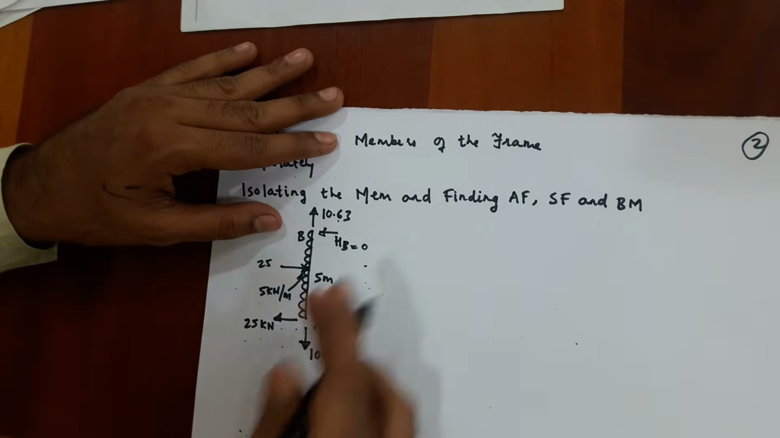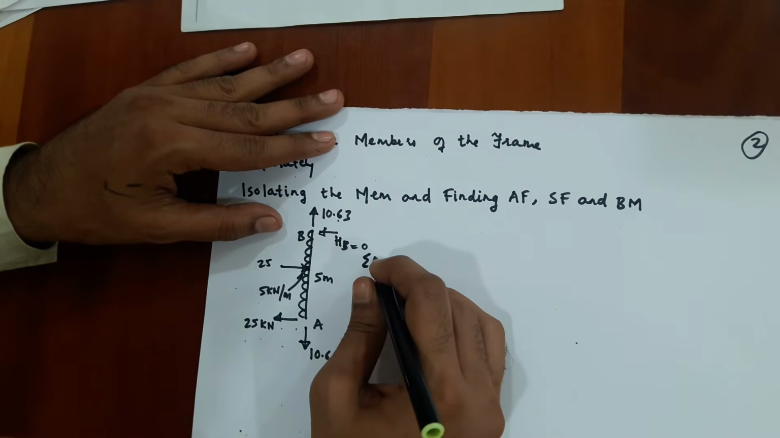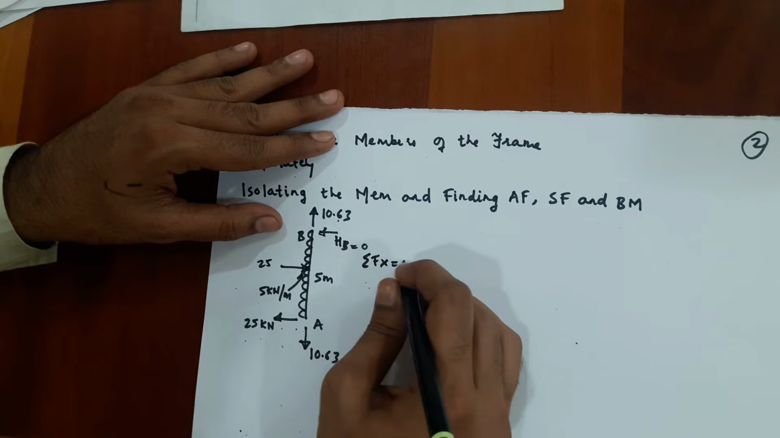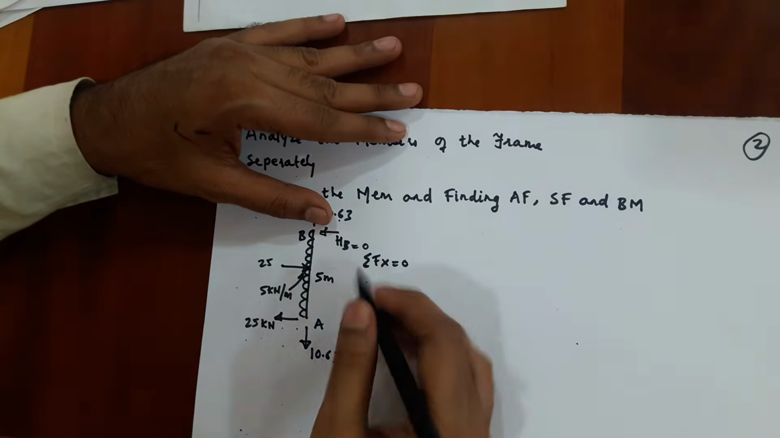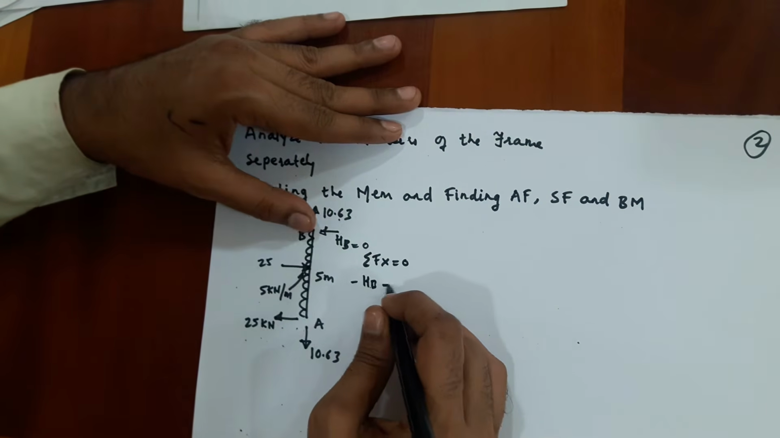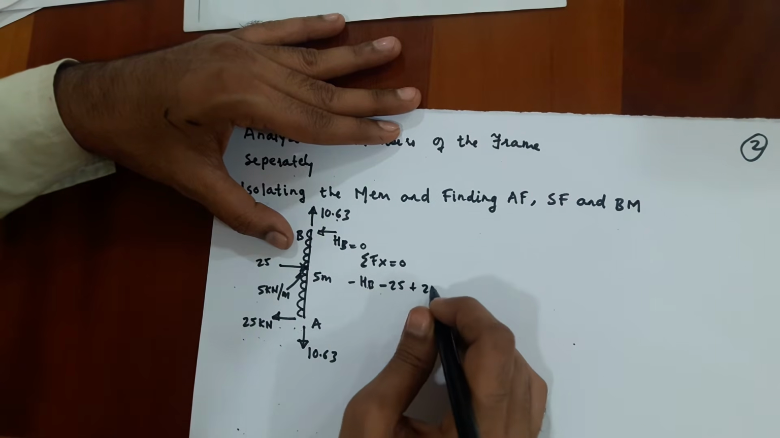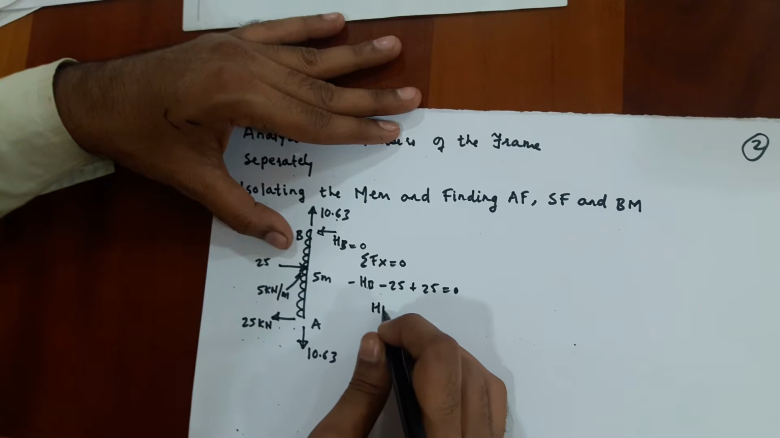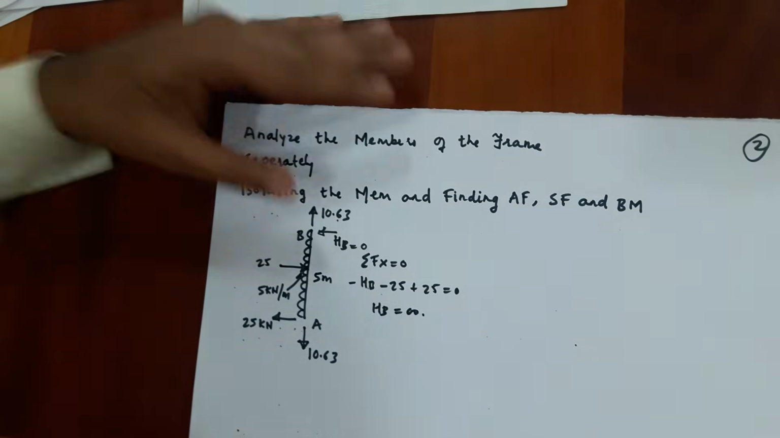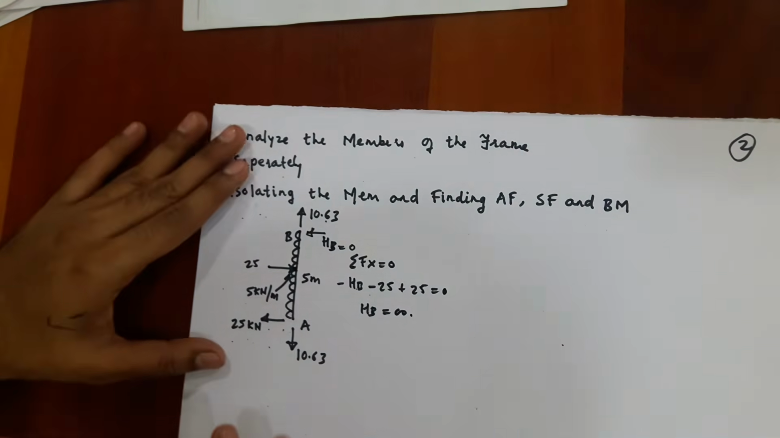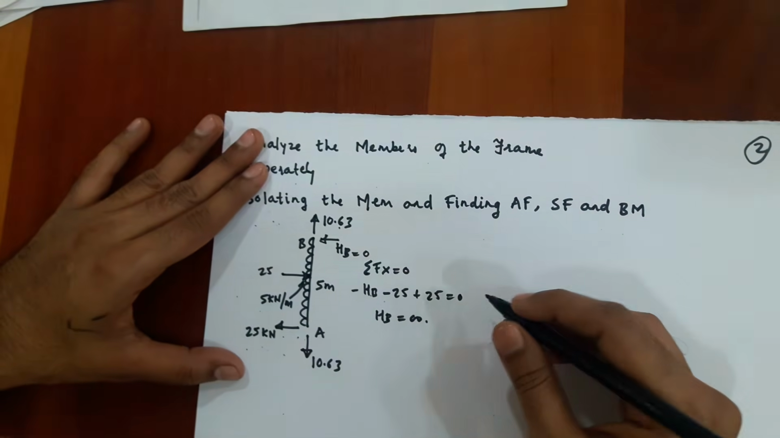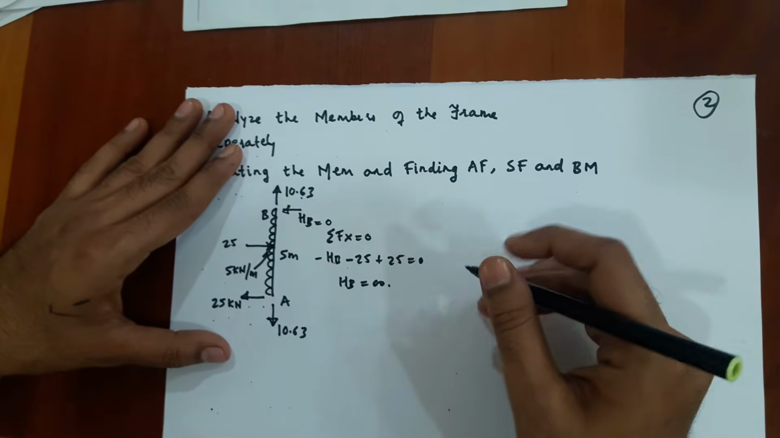Okay, so this is one way. You can also use this equation, summation of Fx equal to 0: minus HB minus 25 plus 25 equal to 0. So HB will be equal to 0. Okay, so now we can go for the axial force, shear force and bending moment.